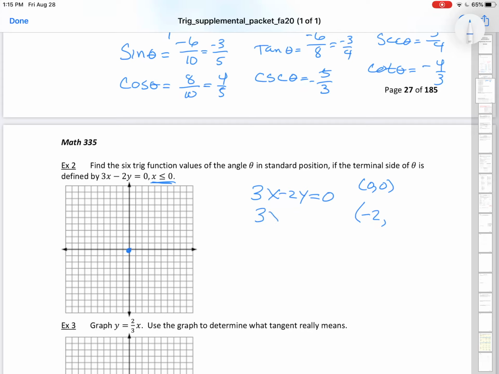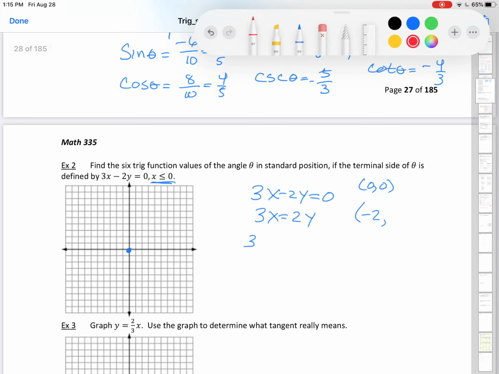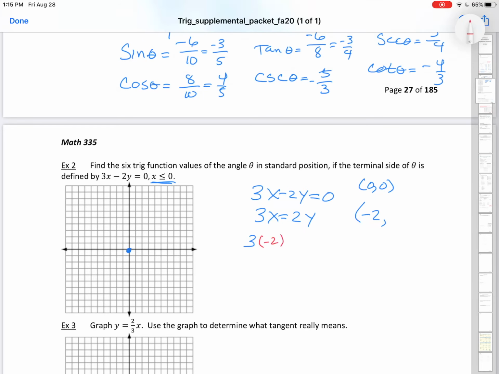So if you're okay, I'm going to manipulate this before I plug in. So I'm just moving the 2y over. I'm going to plug in, and I'll use red at this point as I plug in the negative 2, and we're going to figure out what y is. And we'll get negative 6 is equal to 2y, or y is equal to negative 3. So negative 2, negative 3 is a point on the graph. When I plug negative 2 in for x, I get negative 3 out for y.